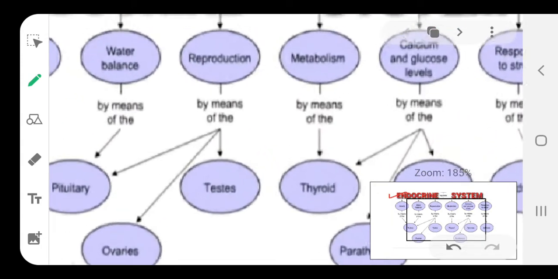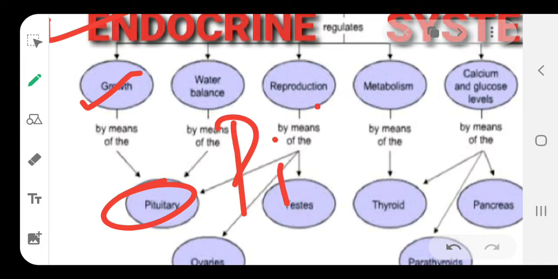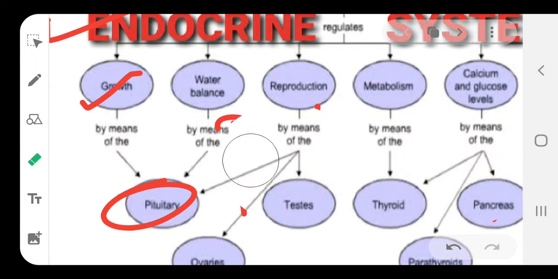So in this flow chart you can see that all the body functions are managed and governed by these endocrine system glands. First, the growth of your body is basically done by the master gland called the pituitary gland. Write down the word pituitary gland. It is a master gland. We'll know about it in more detail as we proceed in the tutorial.